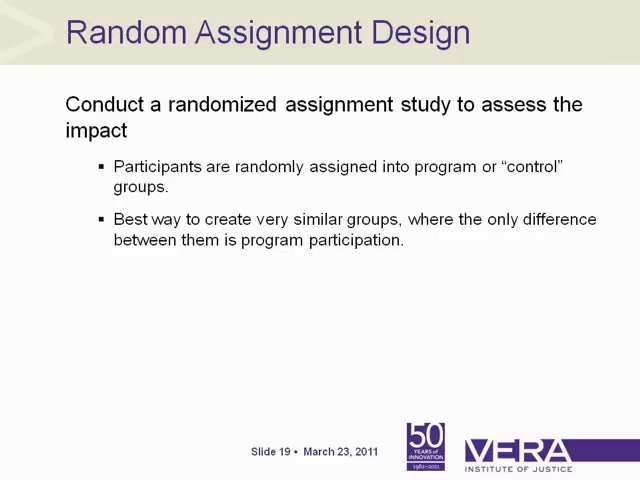Now, another approach to evaluation is to do a random assignment design. This is also known as the experimental design. And in this design, researchers randomly assign people into a participant group and a comparison group, which is really the best way to create very similar groups. So if there's any difference in the outcomes, you can attribute that directly to the program.